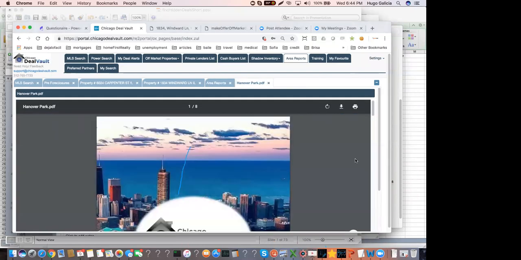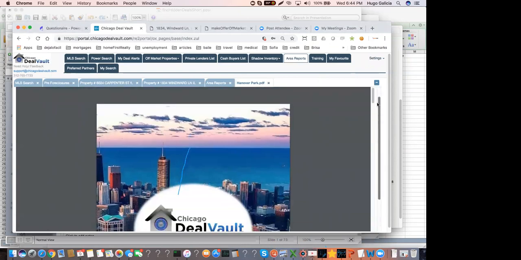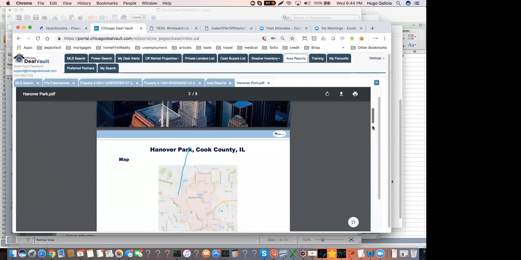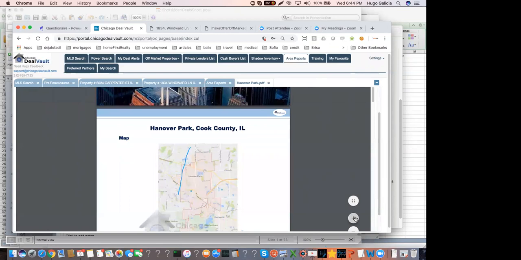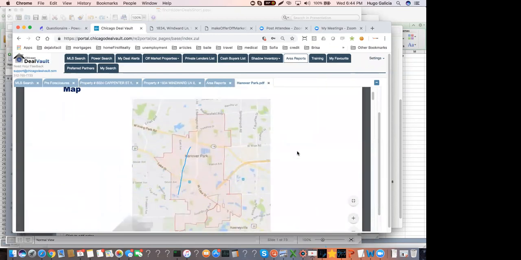So for those of you who are not familiar with Hanover Park, let's just find out what the vacancy rate in Hanover Park is, okay? So I'm going to scroll down. I'm going to make this a little bit bigger, okay?